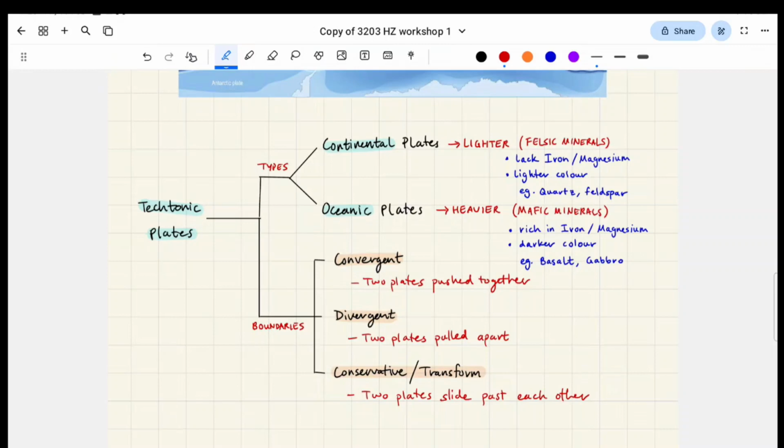In terms of your boundaries, right, it's how the plates like interact with each other, right? So there's 3 types of boundaries: convergent, divergent, and conservative / transform boundaries. Essentially, from like your engineering mechanics or like your physics point of view, this is your axial pressure, right? This is your axial tension, and this is the shear, right? So plates shearing past each other like that. I'll explain a bit more about that later.